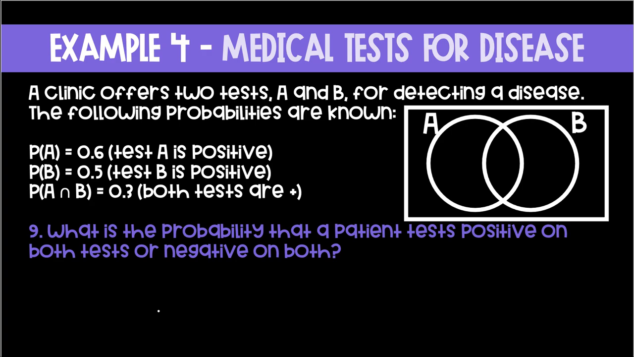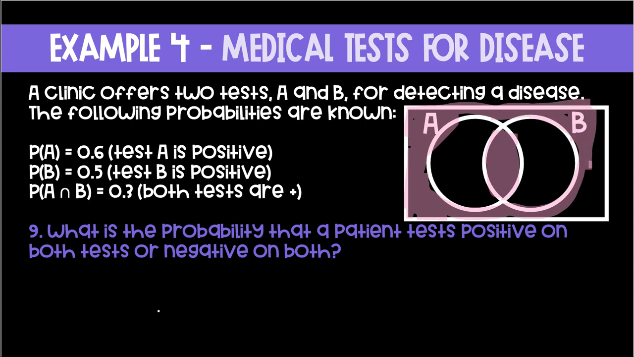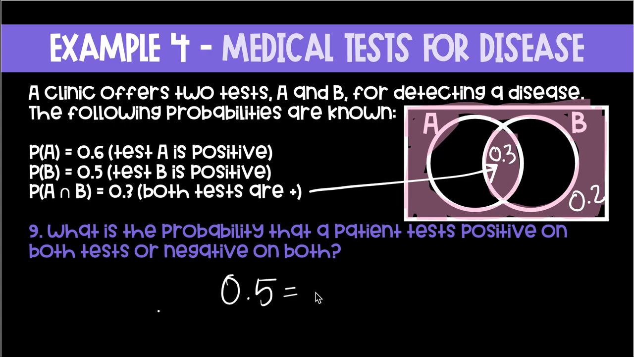What would be the probability that a patient tests positive on both tests or negative on both tests? This time we're looking for positive on both tests or negative on both tests, which is outside of both. Because in our previous questions, we had already found the probability of neither, which was 0.2, and from the information given, we know that the probability of both happening at the same time is 0.3. All we have to do is just add them. 0.3 plus 0.2, that's 0.5 or 50%.